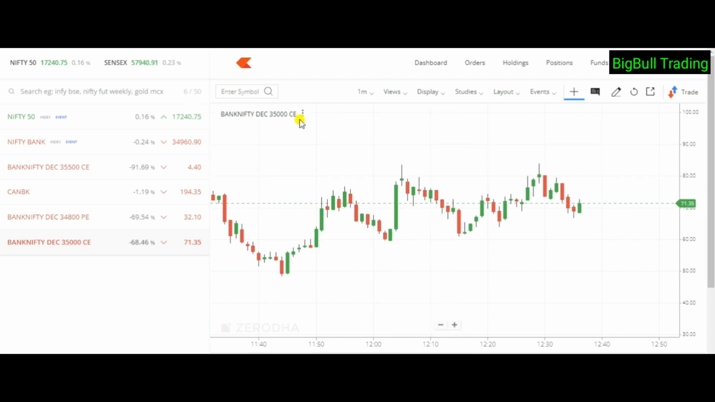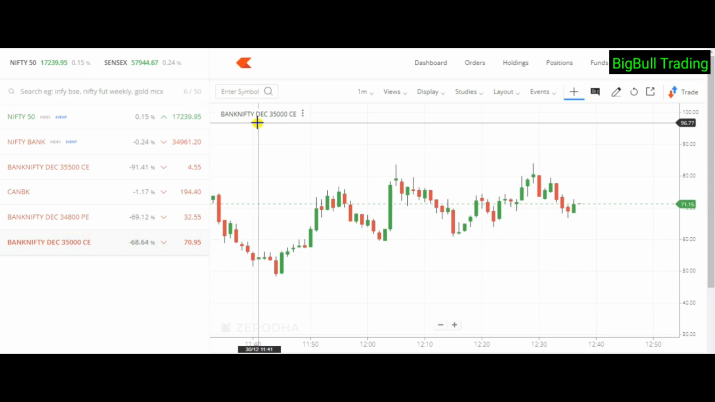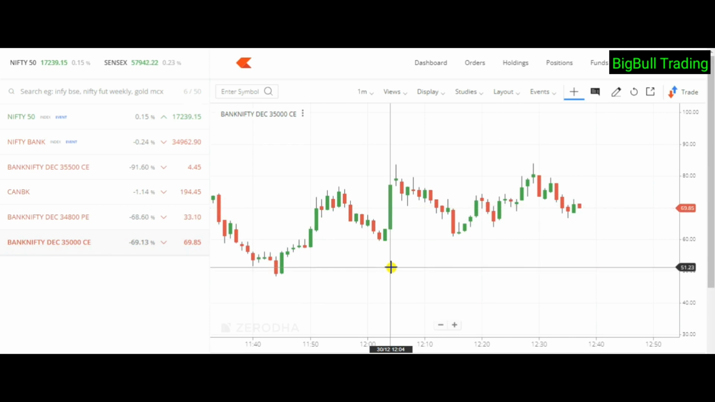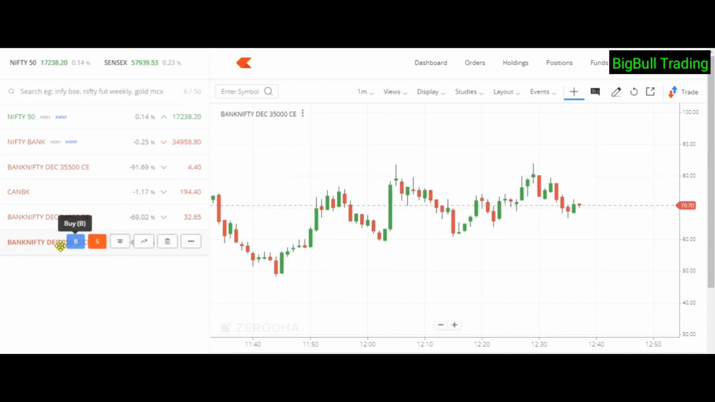As you can see here, this is my Zerodha desktop platform. I have already selected one of the options here. For example, I will show you in the 35,000 call. I will tell you how you can do this in the proper way. For that, first of all, you will add it in the watch list. Over here you can see first is the buy, second is the sell, like that the options are there.